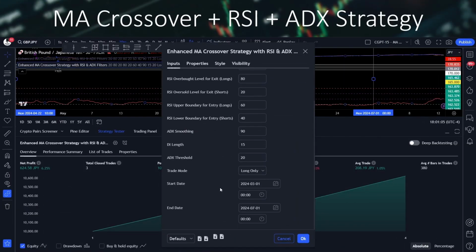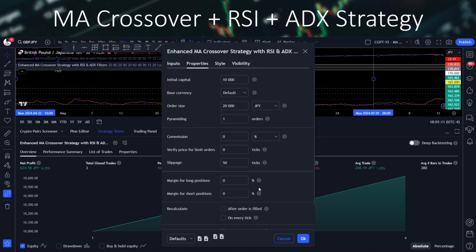Here is the script with the modification of start and end date, and here is the first setup for the properties tab. This is the setup for Forex. We will use a 50 tick slippage as commission and a 2x leverage.